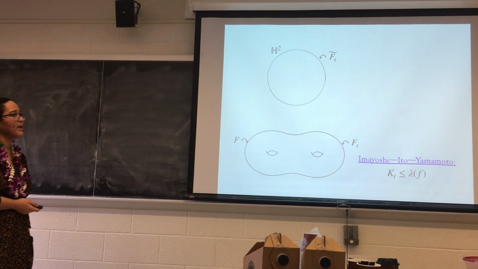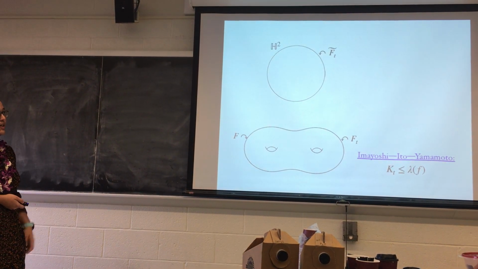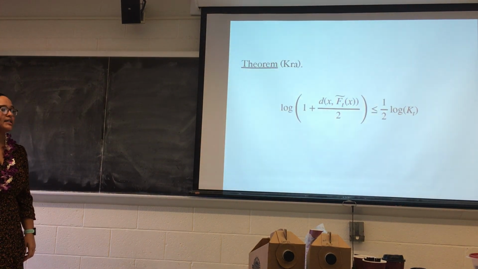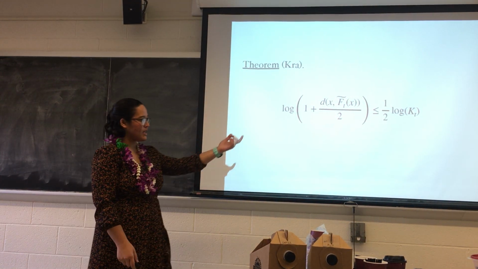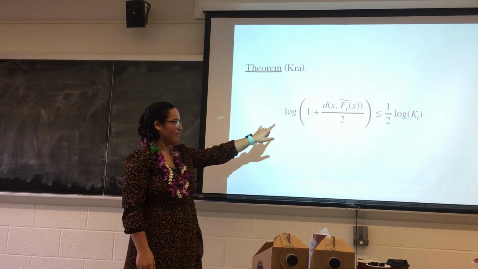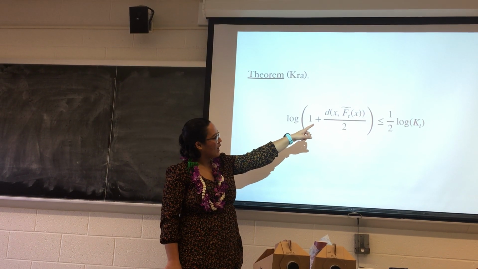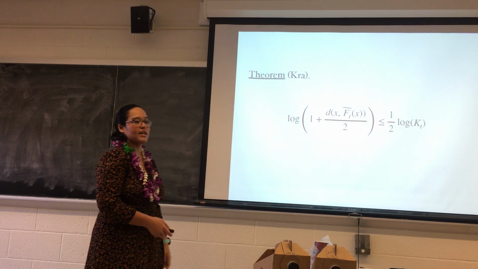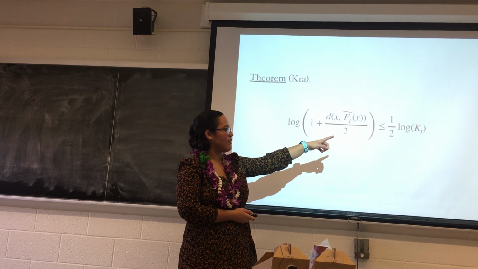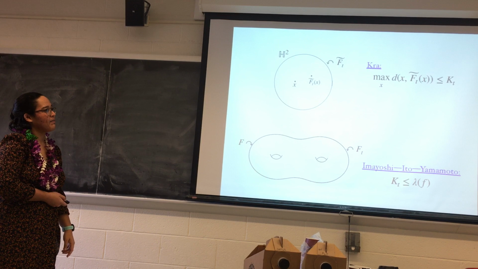And what we can do is pick a lift of this isotopy to the hyperbolic plane, so to the universal cover of our surface. And we then want to apply this theorem of Kra, which tells us that we can bound the quasi-conformal dilatation below by the log of the distance that any point x is moved in the hyperbolic plane by the lift of this isotopy. So we have now moved from the quasi-conformal dilatation to looking at how far points are moved in the hyperbolic plane.